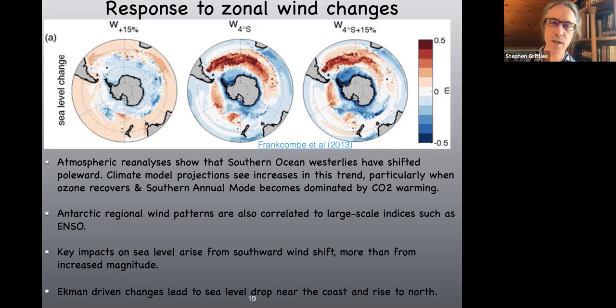So there are key impacts on sea level rise from the southward shift. And there's an interesting result, again not that new, but some of it has come out in this work, that the polar shift in the winds gives you much more bang for your buck than the increase in the wind stress itself. If you really want to change the sea level patterns in the Southern Ocean, you shift the winds instead of just increasing the wind stress. A lot of these patterns are largely Ekman driven. They lead to sea level drop near the coast and a rise toward the south. So the blue in the middle and right panel is a sea level drop due to the Ekman changes, and the sea level rise is the red in the middle of the Southern Ocean, the Antarctic Circumpolar Current.